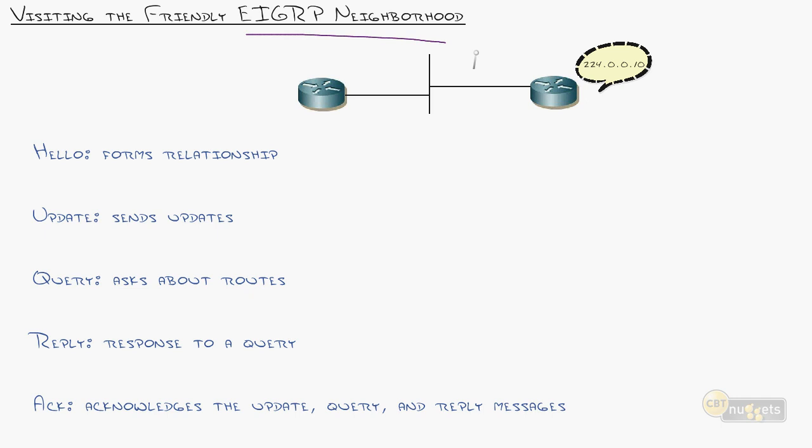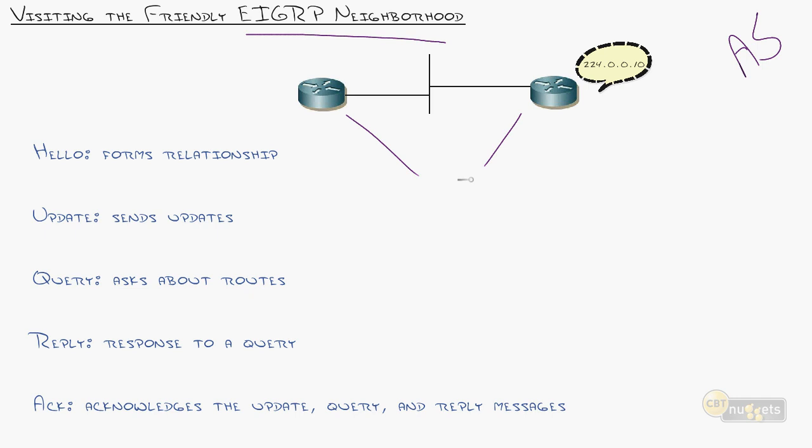EIGRP neighborhood: how do these neighbor relationships form? First off, if you're coming out of OSPF, it's so picky. You've got to have the same area, the same subnet mask, the same hello timer, the same dead timer. They have all these requirements for OSPF routers to be neighbors. Whereas EIGRP is like, man, you're just running EIGRP, and if you're in the same universe as me, aka autonomous system, we can be neighbors. Let's do this thing.